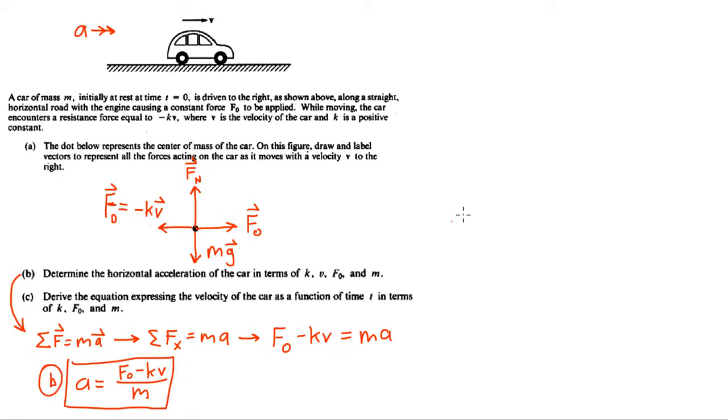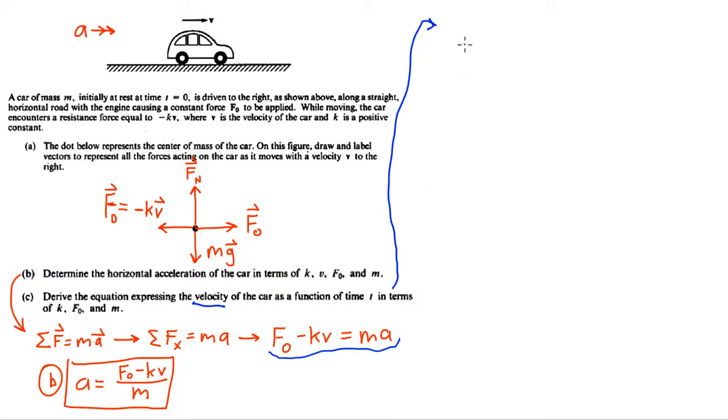Okay, great. So part C now: derive the equation expressing the velocity of the car as a function of time, t, in terms of K, F naught, and M. And of course, this is what you actually came for, because this is an example of how to integrate a differential equation and get an answer. So the velocity of the car is v, obviously. What we need to do is take this equation here and work from that. This is going to be a little easier to work from than this one, just because you don't have this ugly fraction.